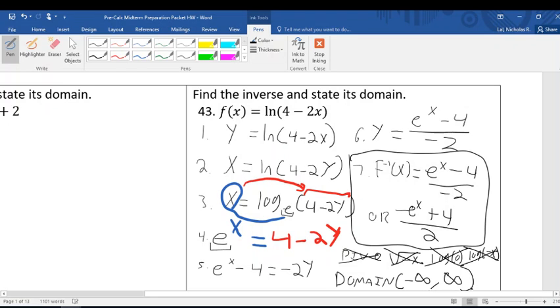All right. So that is problem 43. Hope that helps out.